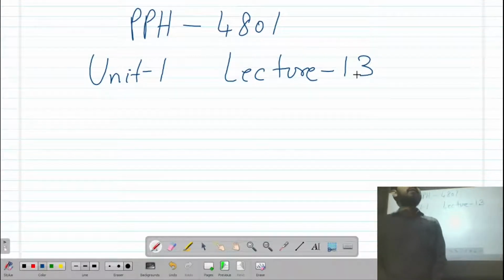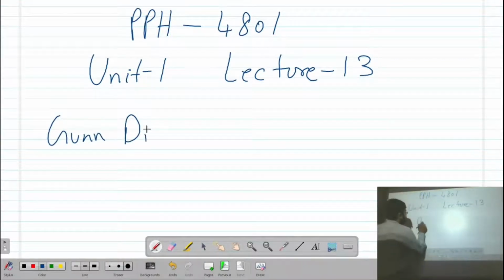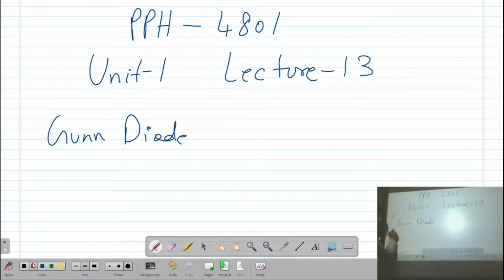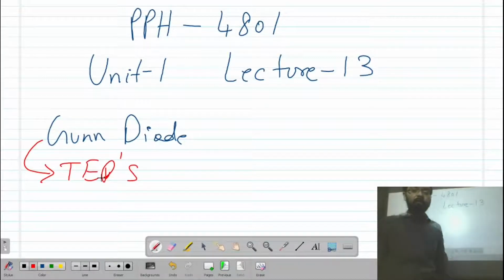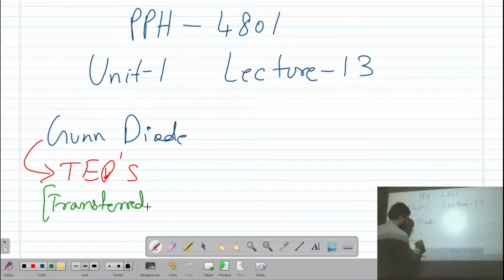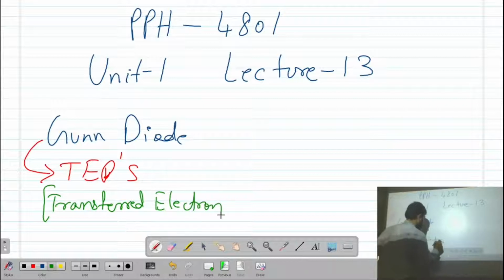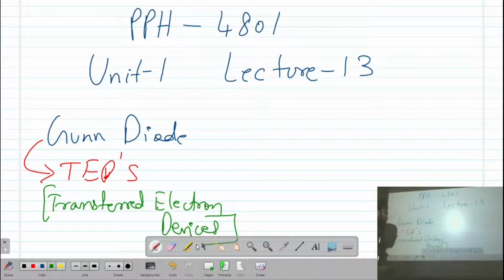Up till now we have started the microwave devices, and in that we have started our discussion with Gunn diode, and Gunn diode is working on the principle of TEDs. They are also known as TED, that is transferred electron devices. So Gunn diode works on the basic fundamental of transferred electron devices.